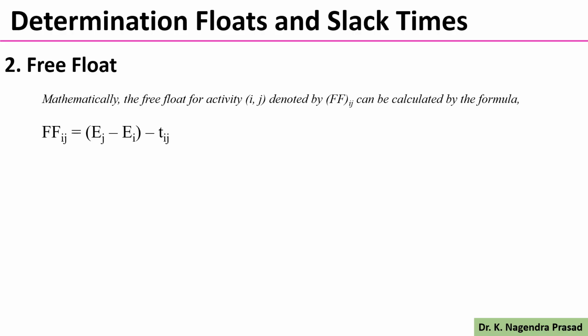Next we will see the free float mathematically for activity ij. It is denoted by FFij and it can be calculated as: free float of activity ij equals Ej minus Ei minus Tij.